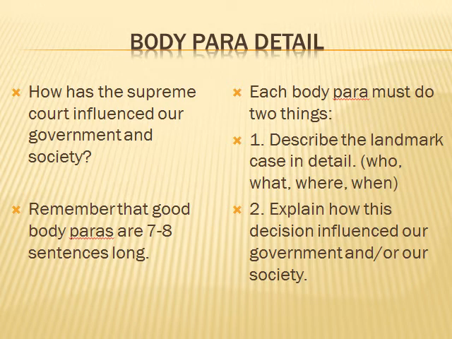This is the stuff you get out of Wikipedia. And then next, you explain how this decision influenced our government and society. You can't get that from Wikipedia. That has to come out of your brain. If I was talking about Roe v. Wade, I would give the detail of the Roe v. Wade decision, and then in the second part of this, I would explain the effect of Roe v. Wade in our society. How did this change our society, and what is different now?